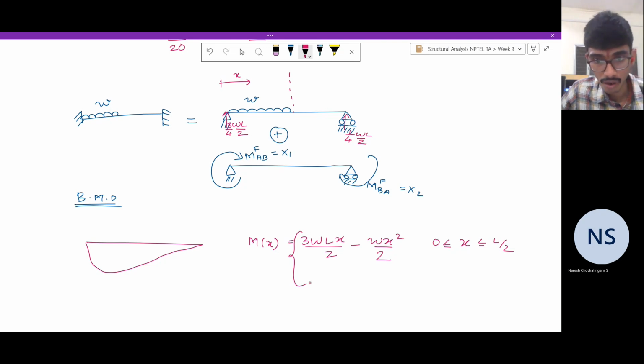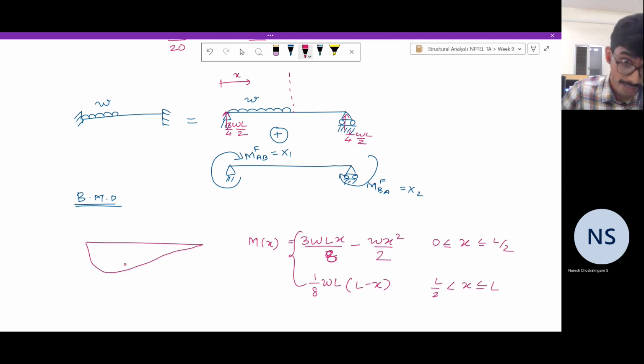So it is 1/4 WL by 2 acting at L minus x, and that is also a sagging limit. So it is 3WLx by 8 minus 1/8 WL acting at L minus x. So this is for L by 2 less than or equal to x less than or equal to L. And this moment is sagging.